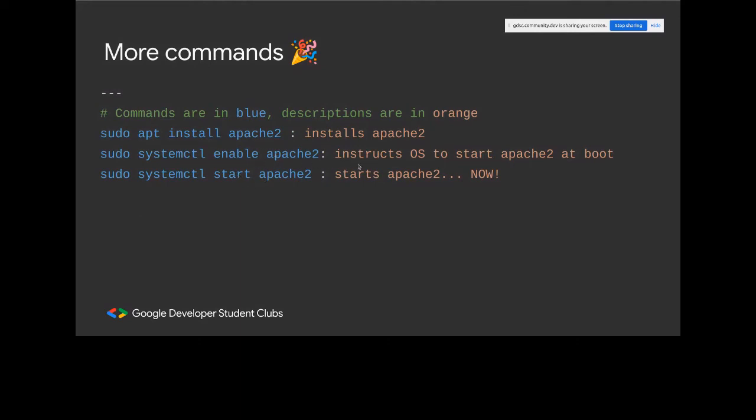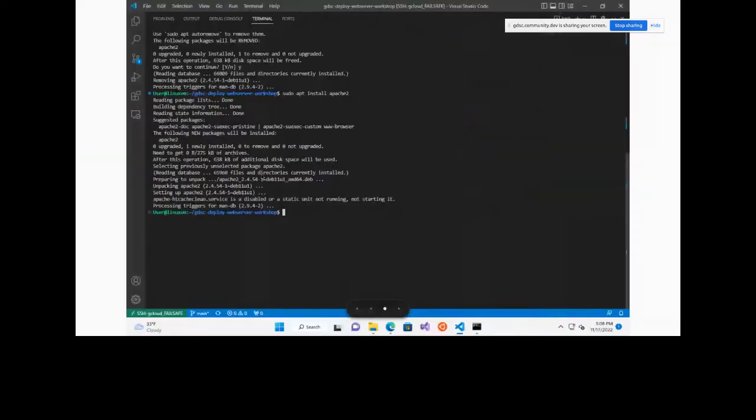Enabling means instructing the operating system to start it at boot. But since our virtual machine is already booted, this won't actually do anything immediately. We would have to restart the whole virtual machine, and that's going to take way too long. So we can just directly start it using systemctl start apache2.